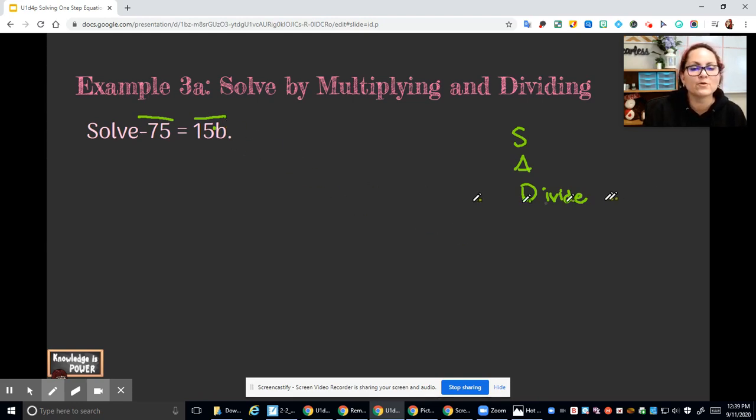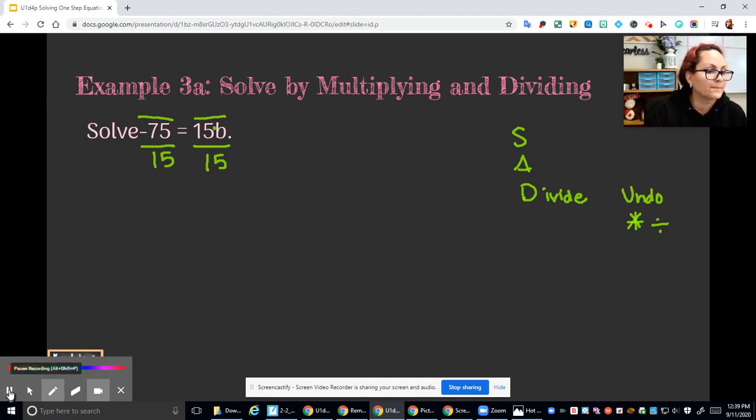So the idea is that you are undoing multiplication or division. So if I'm multiplying, I'm going to divide by 15, divide by 15. All right. So 15 divided by 15 is 1. These essentially cancel out. And you end up with 1b over 1, which is b.